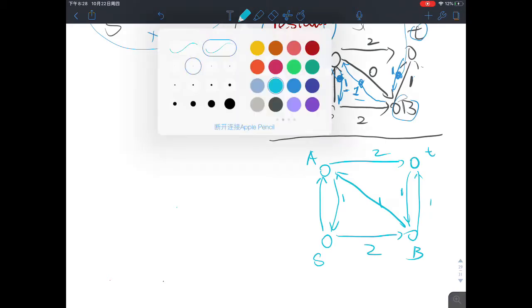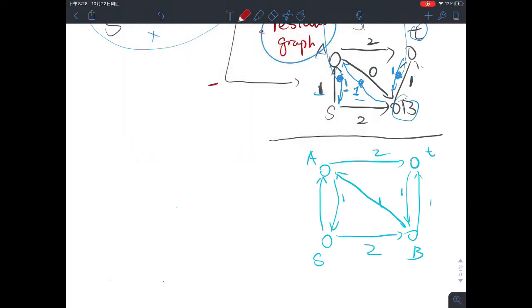So let's walk through the entire example again. From this residual graph, let's repeat and see whether we can find a path connecting S and T. Let's assume that we find a path from S to B, B to T.